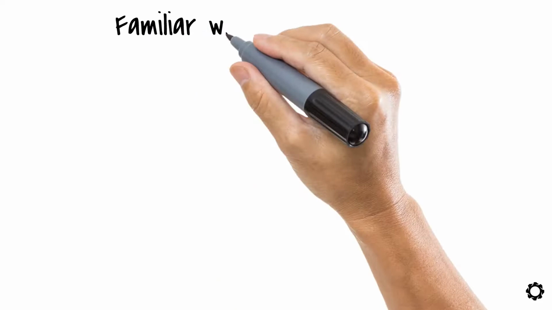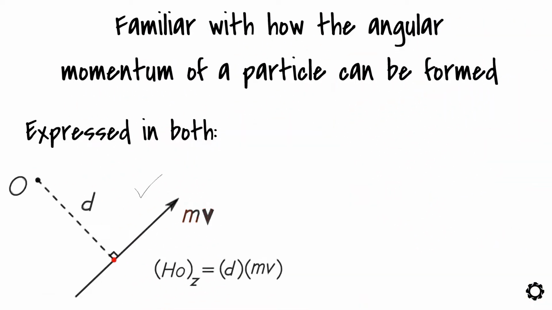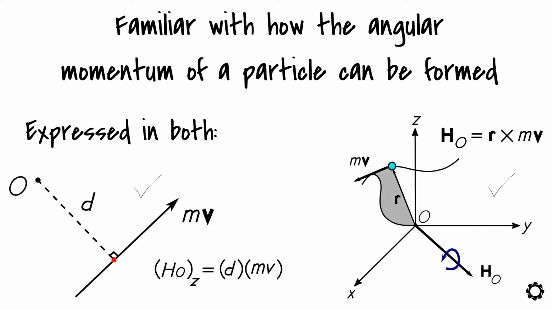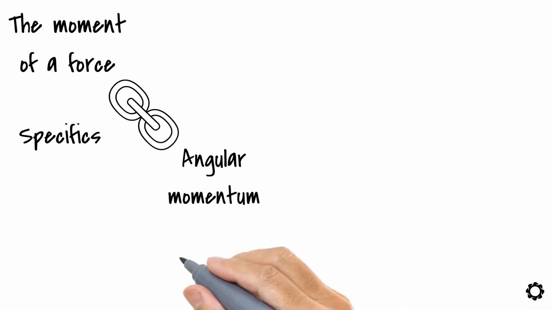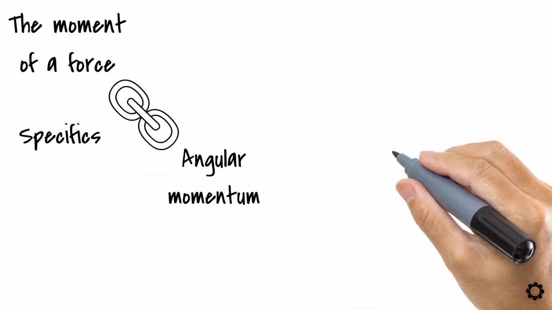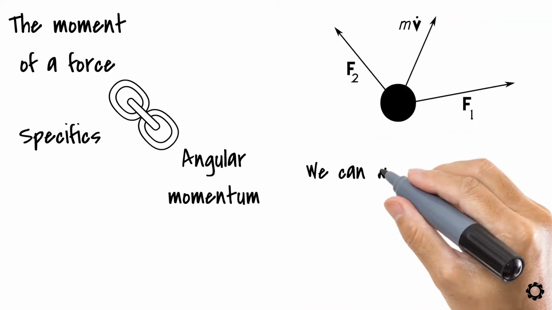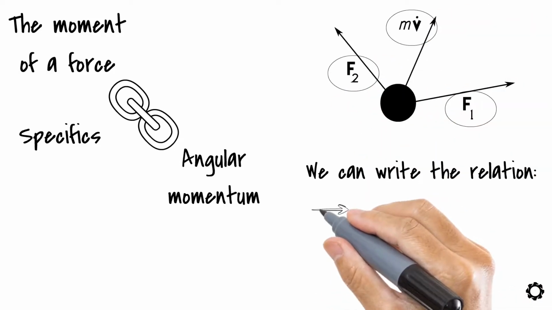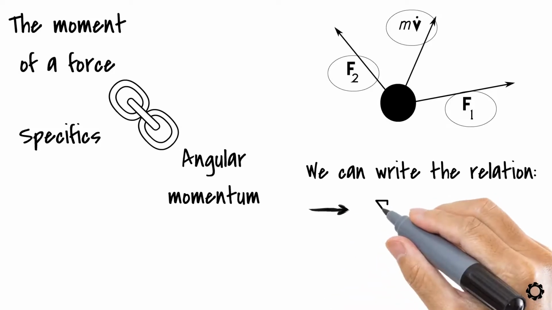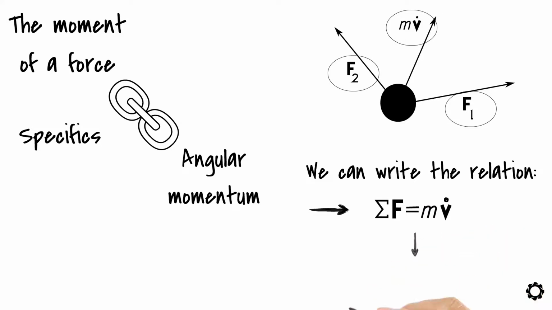Now that we are familiar with how the angular momentum of a particle can be formulated and expressed in both a planar and spatial case, let's discuss the relation between the moment of a force and angular momentum with more specifics. As you may know, the particle is usually subjected to many external forces at the same time, which is why we can write the relation of all the forces acting on the particle's linear momentum by using the equation of motion as follows. Summation of F equals m times v dot, which we can also write as summation of F equals L dot.